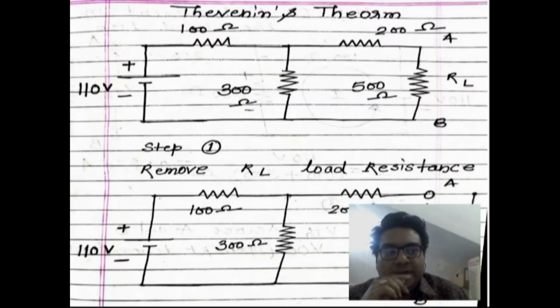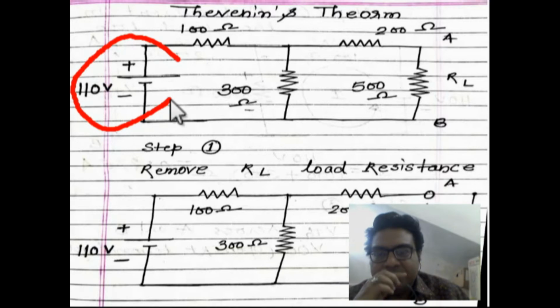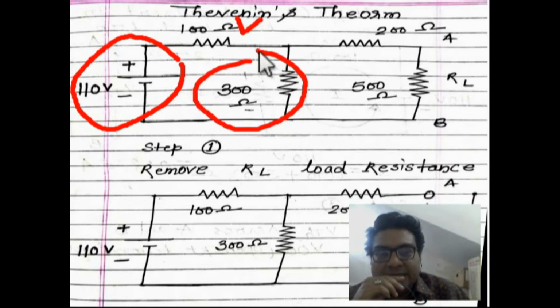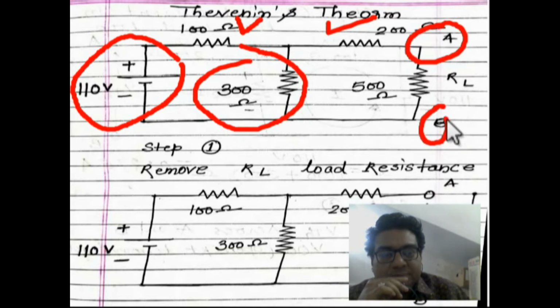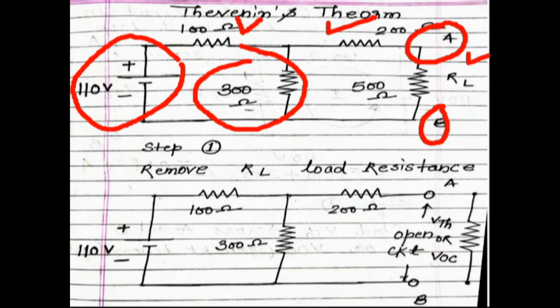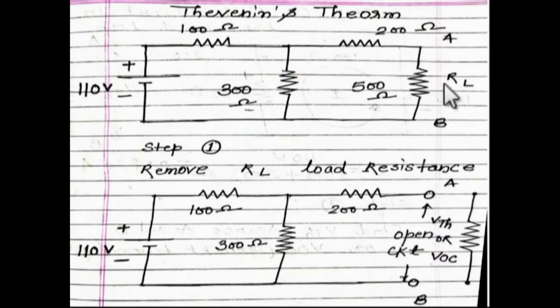Here you can see, this is Thevenin's theorem. As you can see, a 110 volt DC voltage is connected, then a 100 ohm resistance, and between this a 300 ohm resistance is connected, and there is a 200 ohm resistance, and there are two terminals. Between these two terminals A and B, a load resistance is connected. You can see this is the load resistance RL, and the value of the load resistance is 500 ohms.